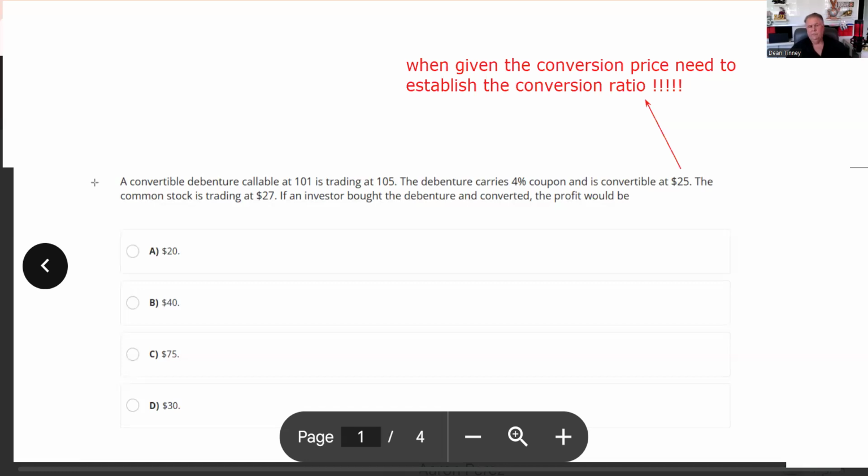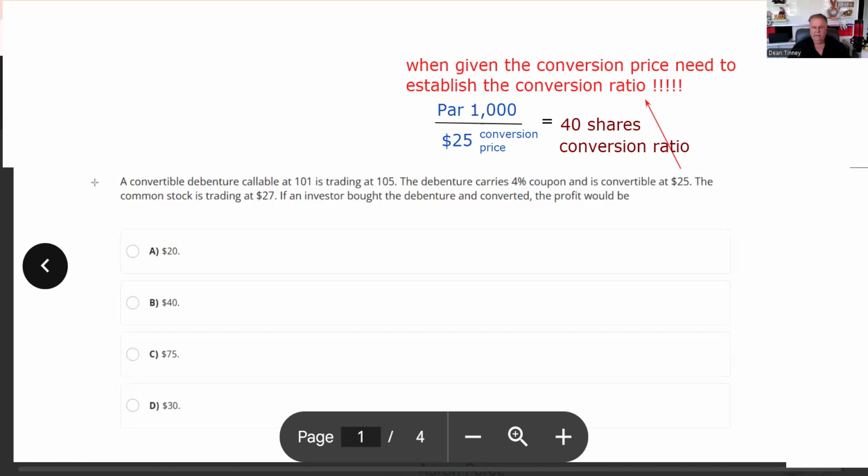The conversion terms are always based on par. So par in a bond is 1,000, and we divide by the conversion price. And now we're back in business. We know the conversion ratio is 40 shares. So for each of these bonds, if I choose to, I can turn them in and get 40 shares of the common. All right, I call this the setup. A lot of work here before we get to the question.